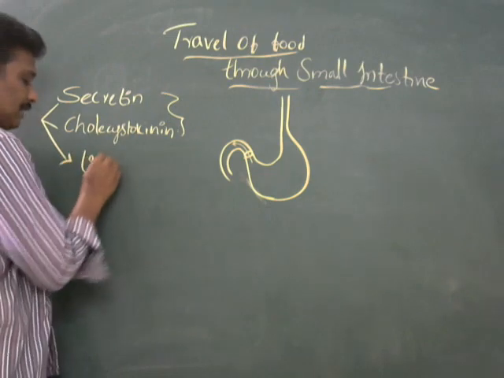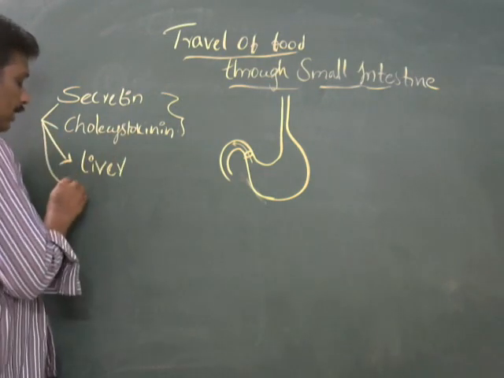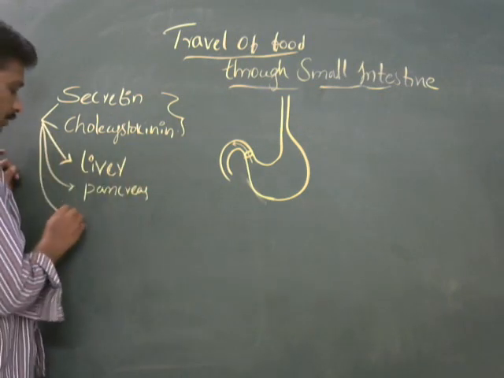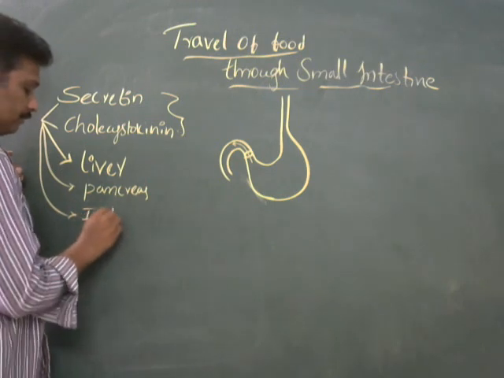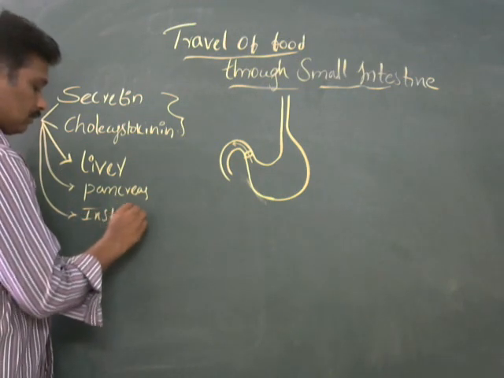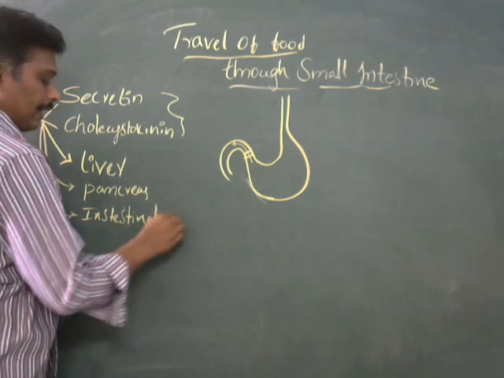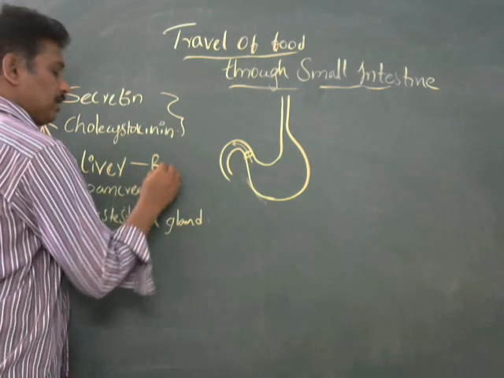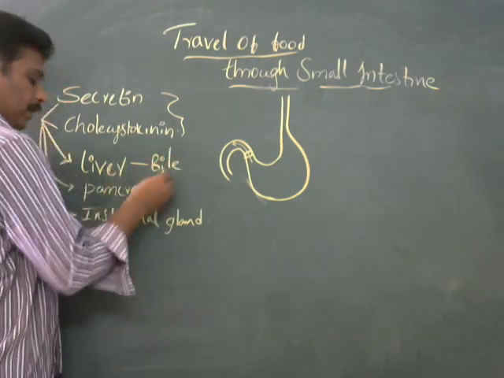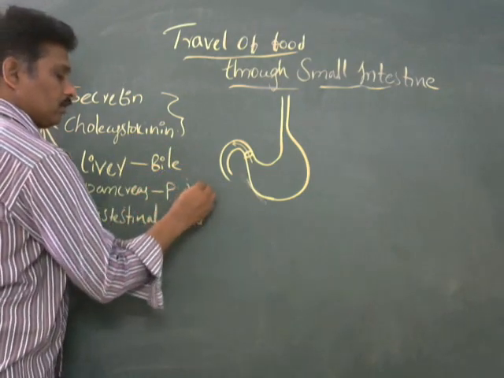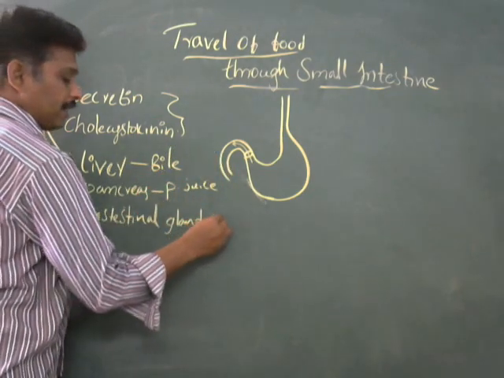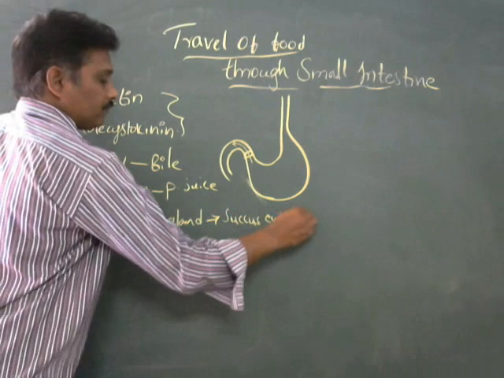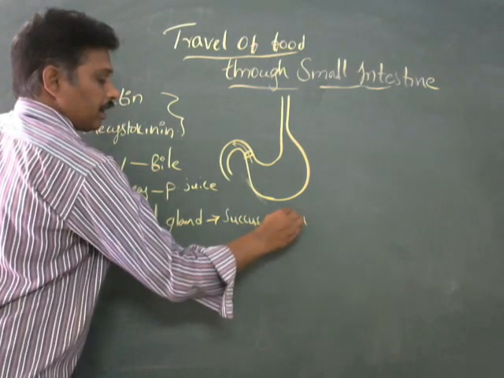These two act upon glands like the liver, pancreas and intestinal glands, and initiate the production of bile from the liver, pancreatic juice from the pancreas, and intestinal juice or succus entericus from the small intestine.